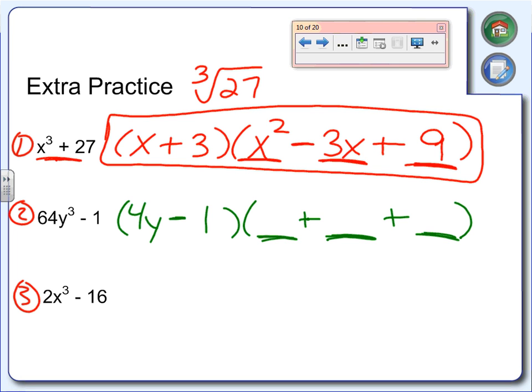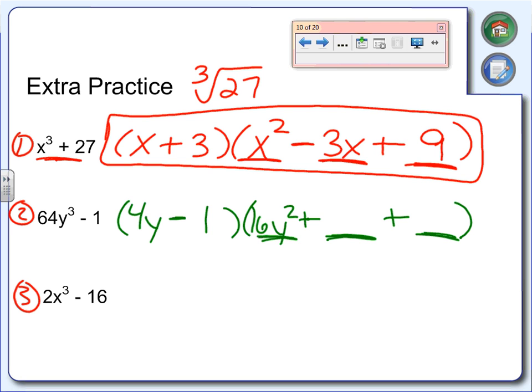To find this first term, we're going to take the first term in the binomial and we're going to square it. So what do you get when you square a 4y? In other words, what's a 4y times another 4y? 16y squared.